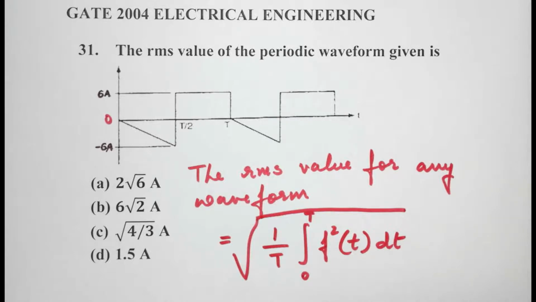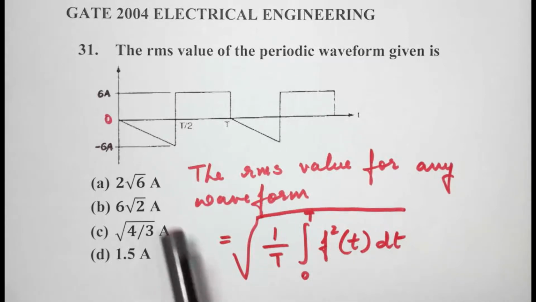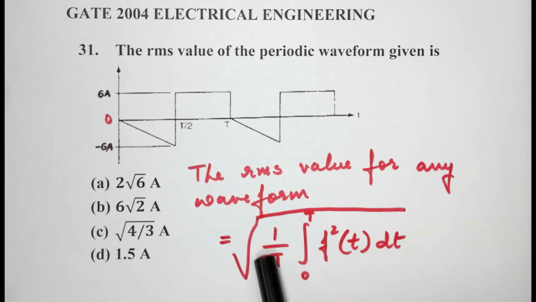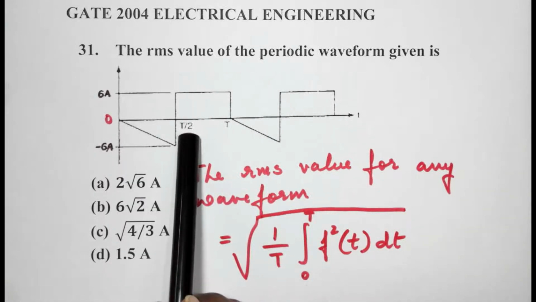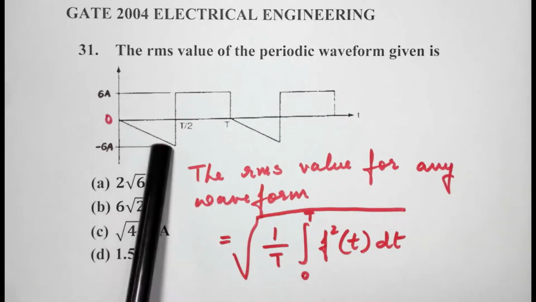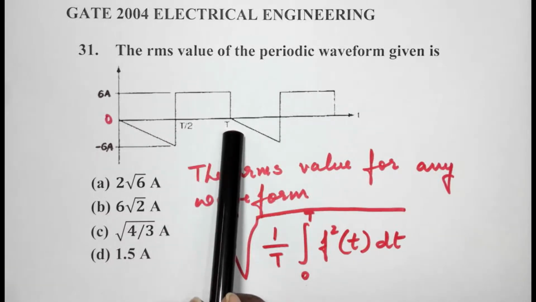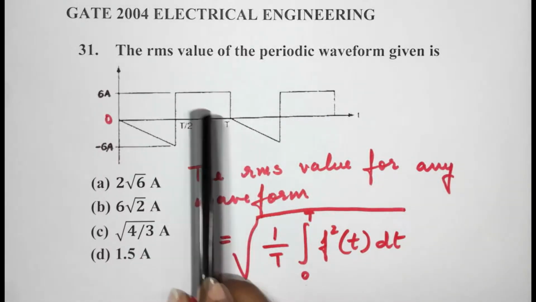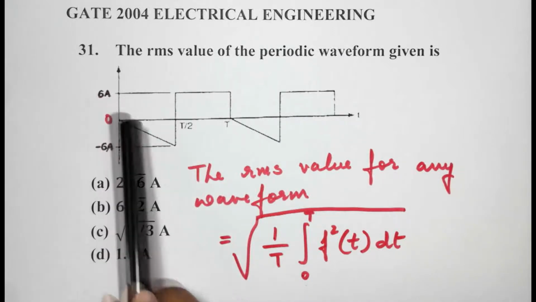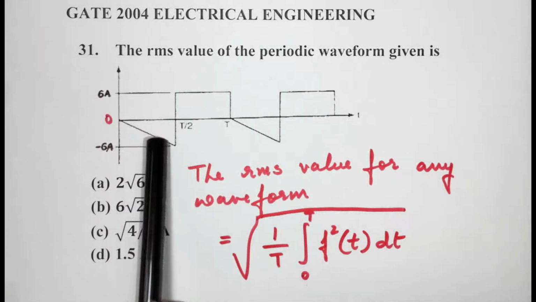We will have to first find out the function f of t. Now we have the entire time period as 0 to T, and 1 by T is the same for this problem. But we now have to find out the function f of t. In order to do that, we have to look at this waveform. From 0 to T by 2, we have a linear line, correct? And from T by 2 to T, we have a straight line at 6. So from T by 2 to T, we have a constant value of 6. But from 0 to T by 2, we have a linear line.